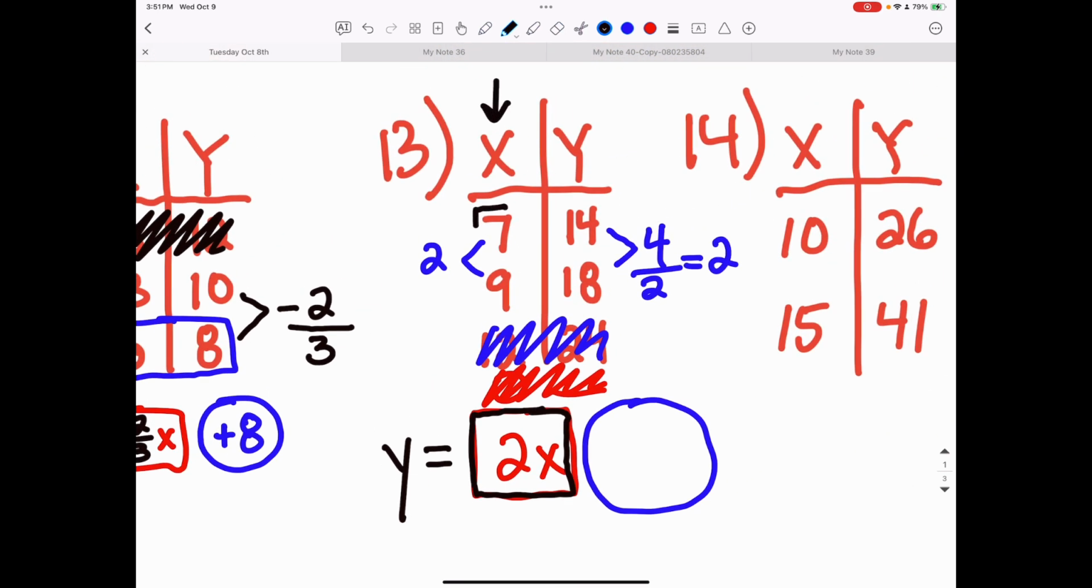I can use this one. Maybe I'll use this one, but I need 2 7s. That's 14, right? You take your X, you multiply by 2, and then you check, that's supposed to be equal to Y. Is this equal to our Y number? Yeah, it is. Okay, sweet.